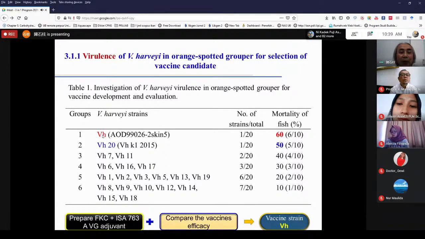We should also use a heterologous strain for the challenge to see whether there is cross protection, because the vaccine comes from this one, right? After that, we use another strain to challenge the grouper after vaccination. Do they have protection? Use the VH challenge and the VH20 challenge. If both have a high survival rate, it means they have cross protection. It's the more high potential.